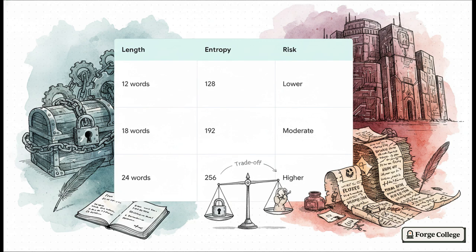On the flip side, if you jump all the way to 24 words, you get a massive 256 bits of entropy. That is near maximum practical resistance against a supercomputer trying to brute force your wallet. But the catch? You now have a significantly higher transcription burden. More words simply mean more chances to write something down incorrectly, which could render your entire backup completely useless.